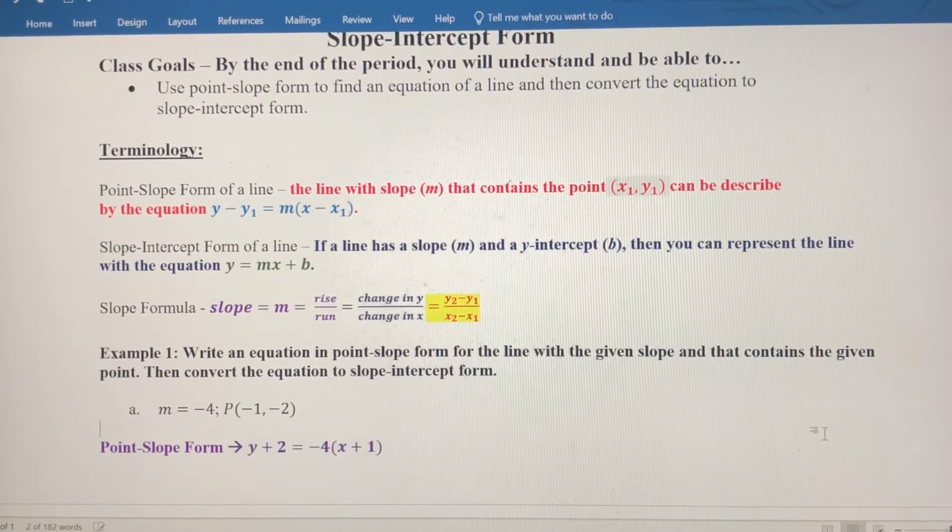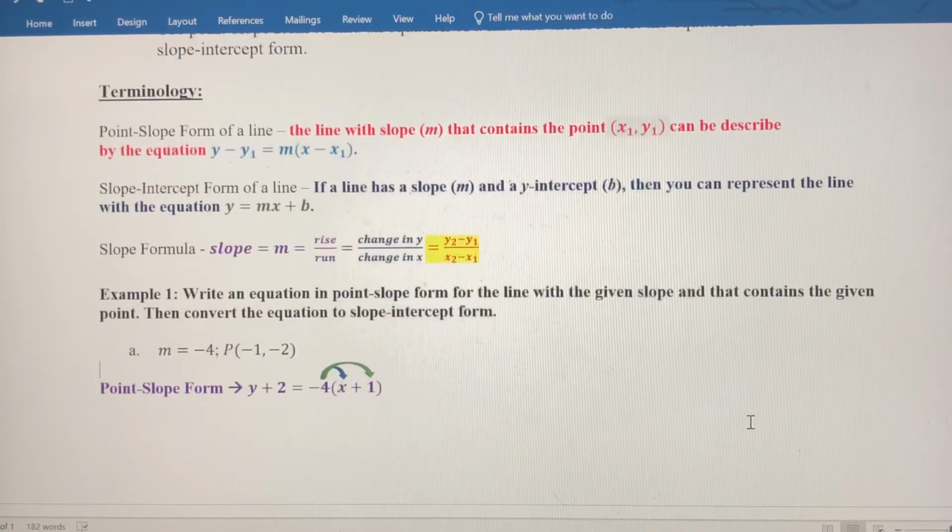Now, we want to clean up the signs. Remember, it was y minus a -2, so that becomes y plus 2. The slope is -4, and then it was x minus this -1, so I just want to clean that up and make that x plus 1. All right, so now we want to convert this form to slope-intercept form. And in many ways, slope-intercept form is a lot more useful. So on the right side here, I need to use the distributive property. I'm going to multiply -4 times x, and then I'm going to multiply -4 times +1.